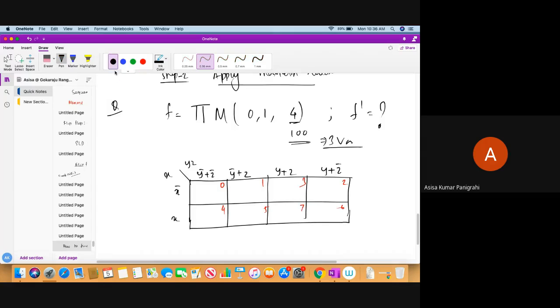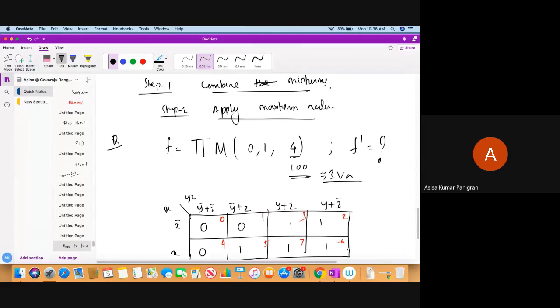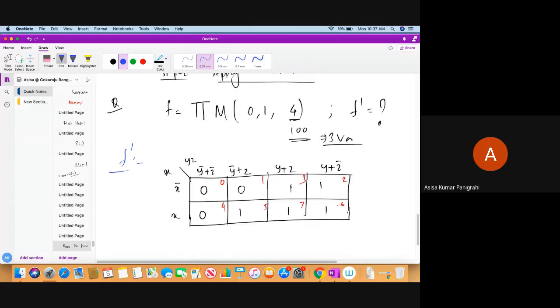Now I can put those values where the max terms are present at 0. So this is 0. And 1 is also present, 4 is present, others are all 1. So what I need to do here, students, first step is I have to combine the min terms. So tell me in POS, what is my min term? Min term would be ones. So I have to combine ones. See here, it's a POS, but I am combining the min terms.